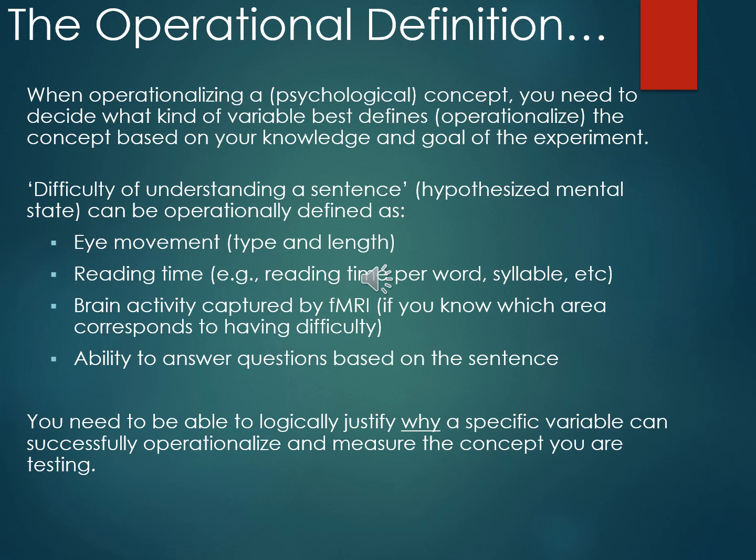Number 1, eye movement. The type of eye movement, and how fast, how long, or how much your eye moves, can be understood as one form of operationalization of difficulty. Reading time: the longer the reading time, probably the more difficult. Brain activity, if you know which area of the brain is involved in what kind of processing. And obviously, the ability to answer questions based on the sentences. The key is that it's not just operationalization, but you need to explain theoretically why this operationalization makes sense to represent difficulty of understanding a sentence in concrete terms.